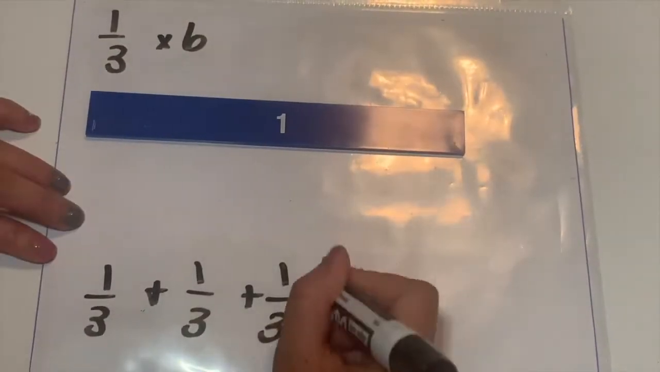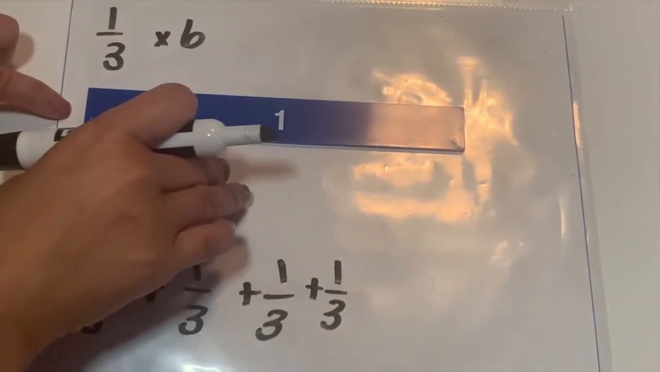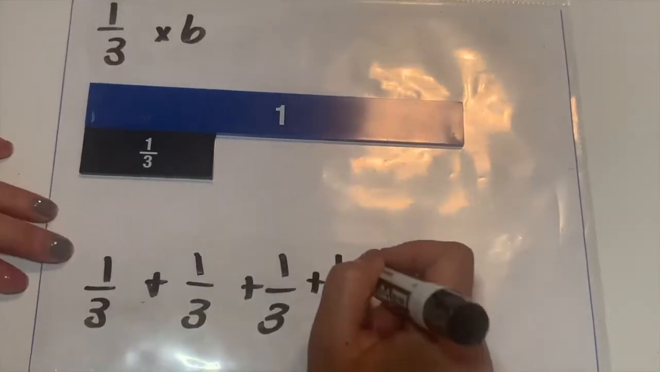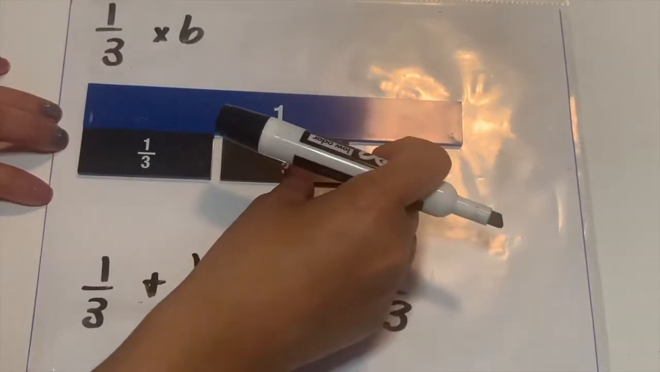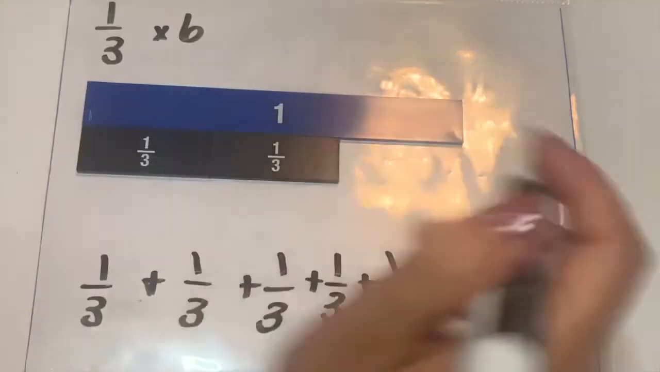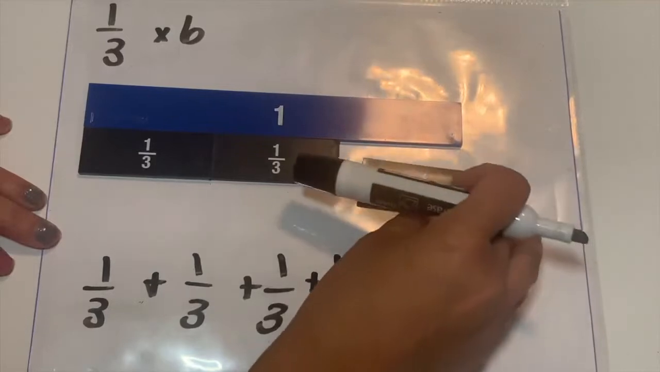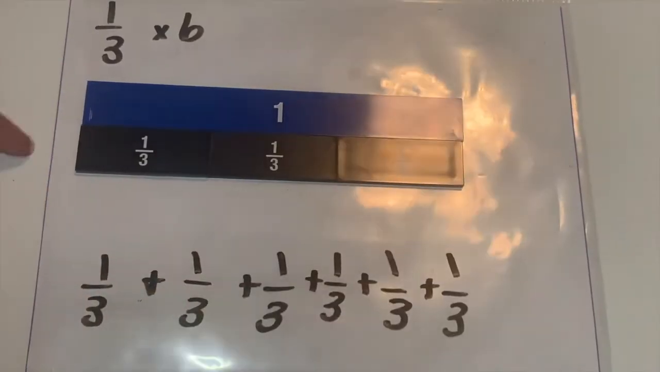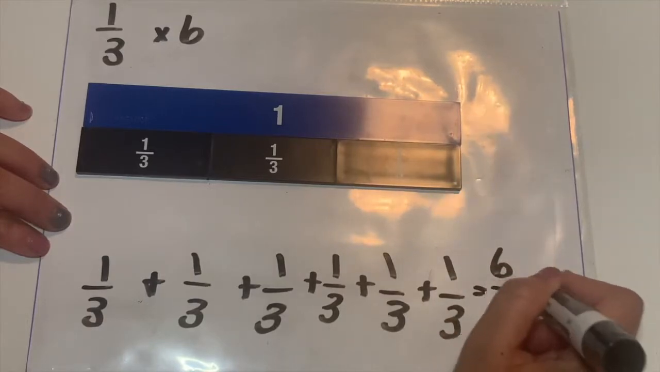Now I'm going to add another 1/3 and another 1/3 and another 1/3. I can see that that is equal to 6/3, and I have 2 wholes altogether, so my answer is 2.